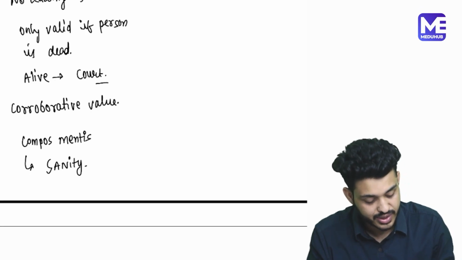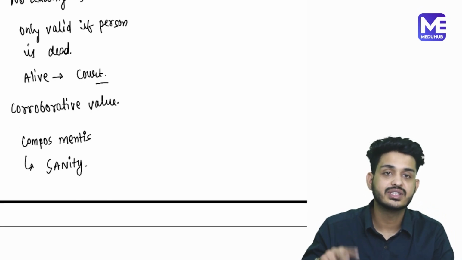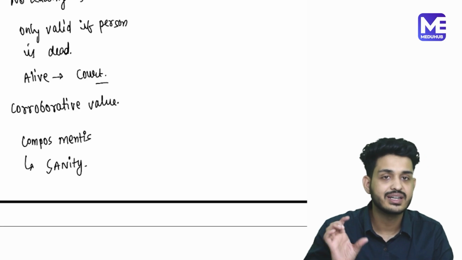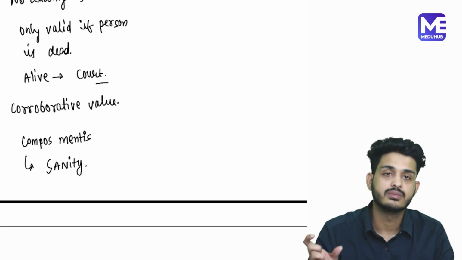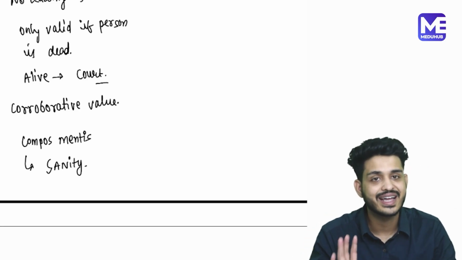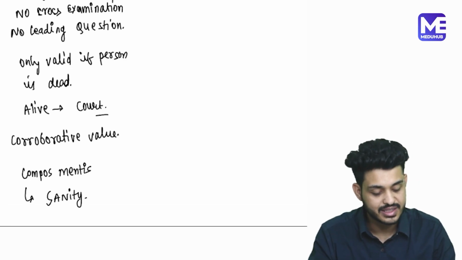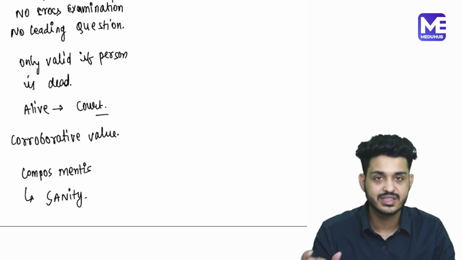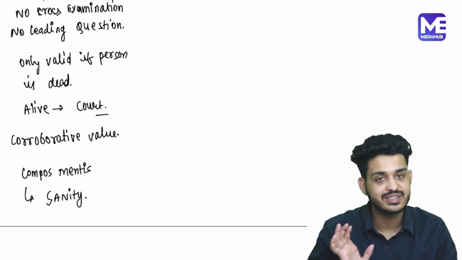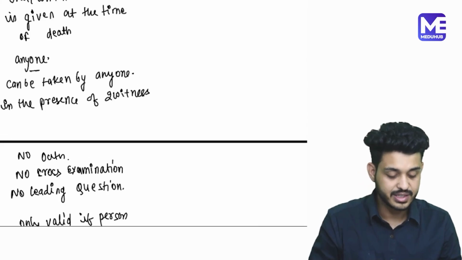Complete compos mentis. And the second thing, he should say a complete sentence. Whatever sentence he has said, you need to put it to the magistrate as it is. You are not allowed to change the statement. Even if the statement is half, you need to put it as it is. You cannot change the statement.